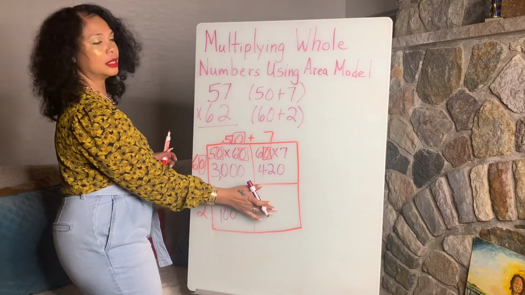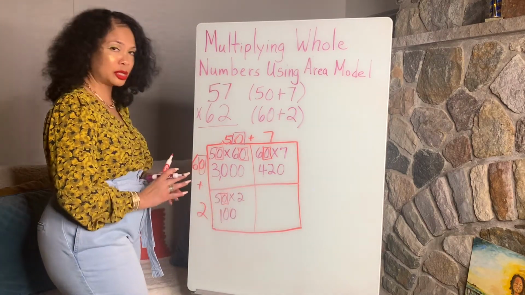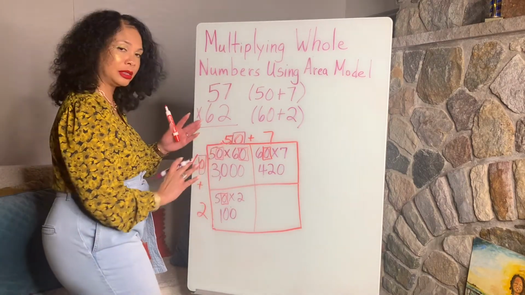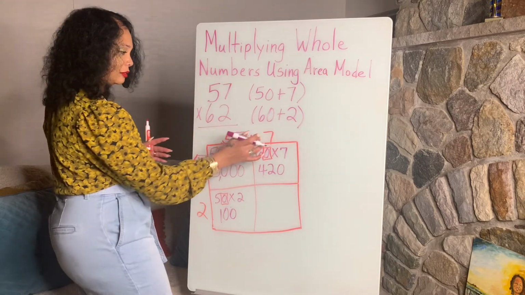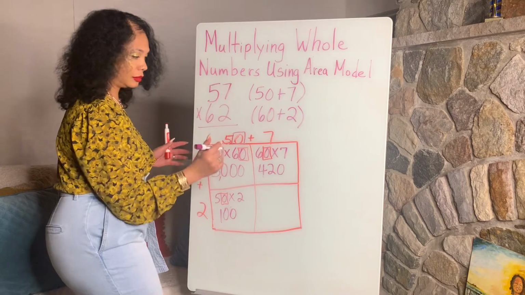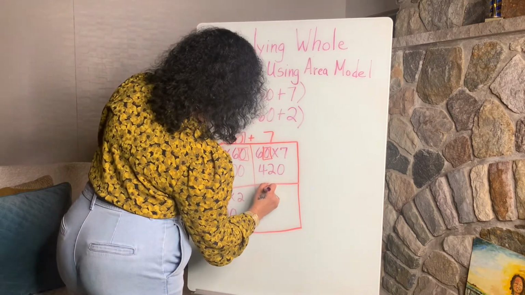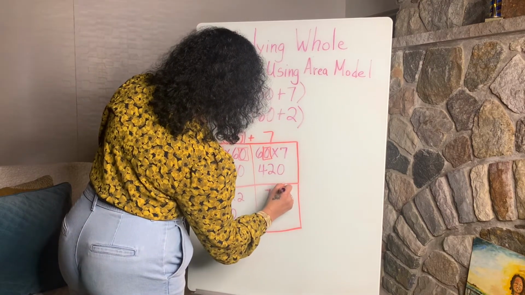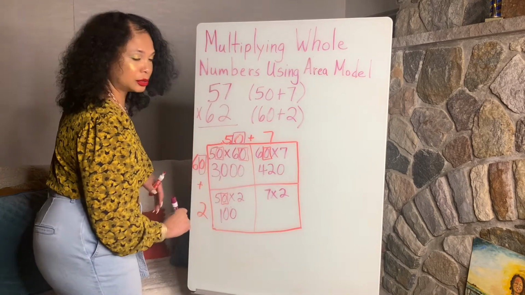And I have one last box. Which two numbers didn't I use yet? I didn't multiply yet. That's right. 7 times 2, or 2 times 7. Okay, so I'm going to write 7 times 2, which equals 14.